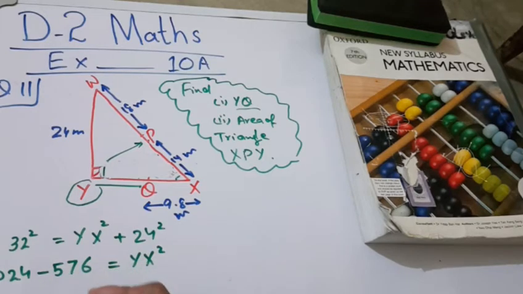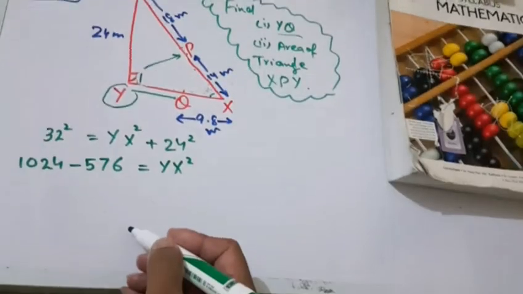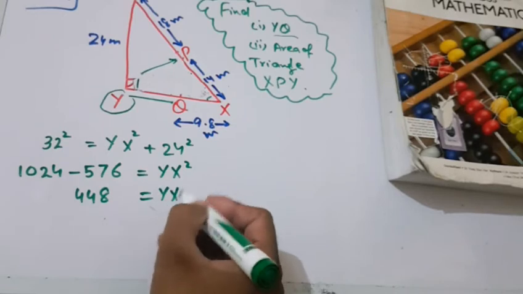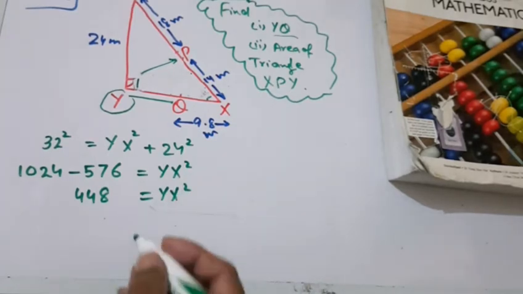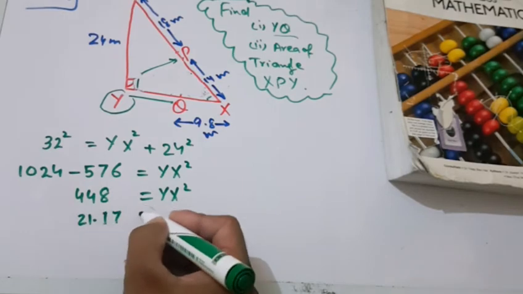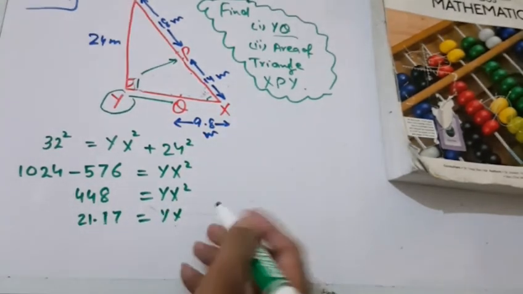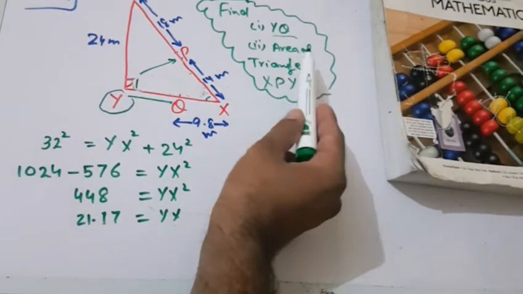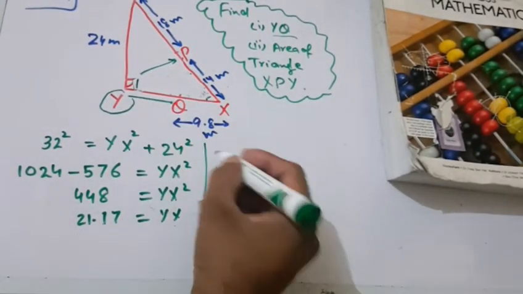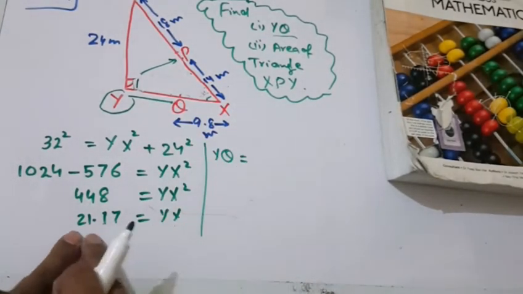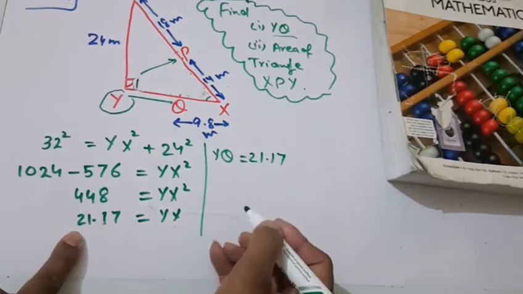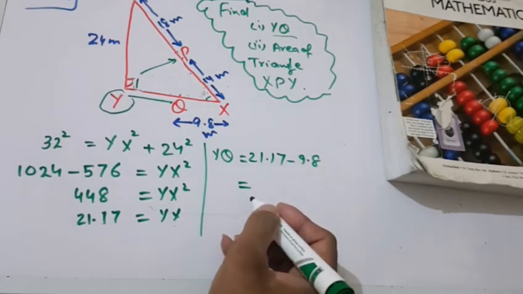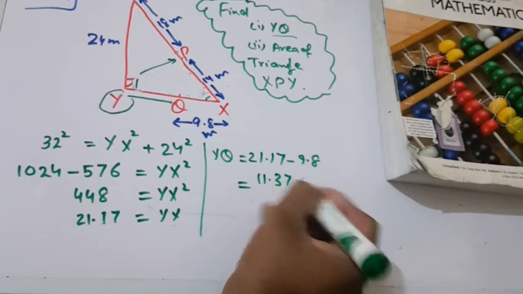1024 minus 576 will be equal to 448. So YX square is equal to 448. If we take the square root on both sides, it will be almost 21.17. So YX has been found, but we wanted to find only YQ, because the demand of the question is to find the YQ. The total length I have just found is 21.17. From it I can subtract 9.8 to get the YQ. So after subtracting I will get 11.37 meters.